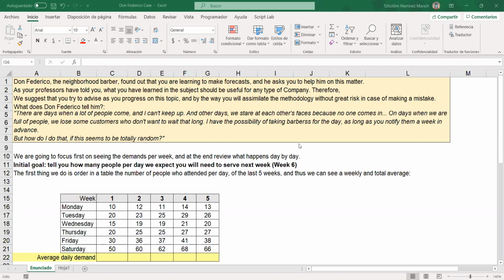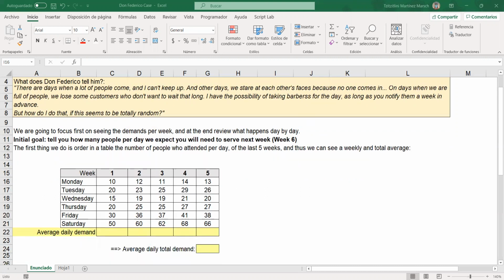So we have this particular exercise and we saw it. It's Don Federico, he's a barber, and there are some days that he has a lot of clients and some days that they're not doing really anything. And so what he wants us to do is predict or forecast how many clients he's going to have in week 6, so he knows if he needs to hire more or he needs to let someone have the day off. So here we are, we have our data.